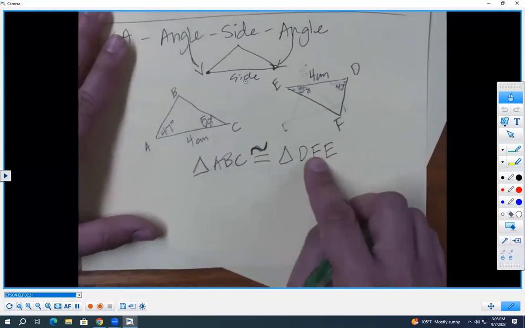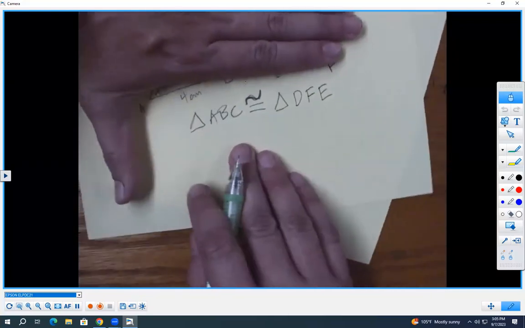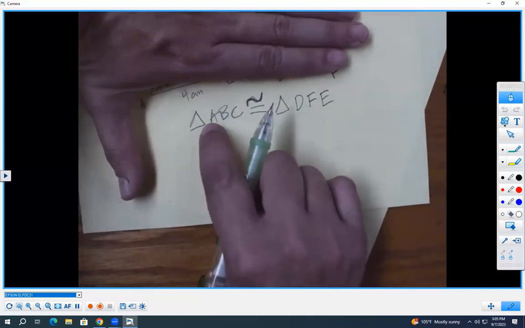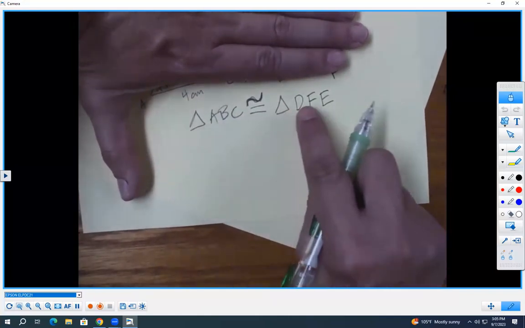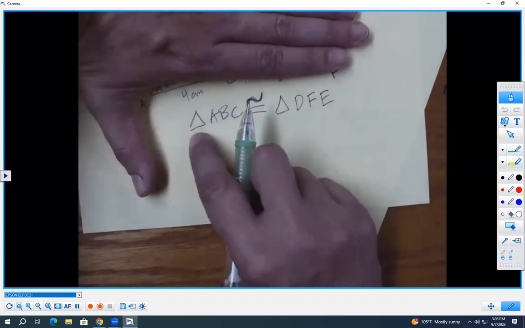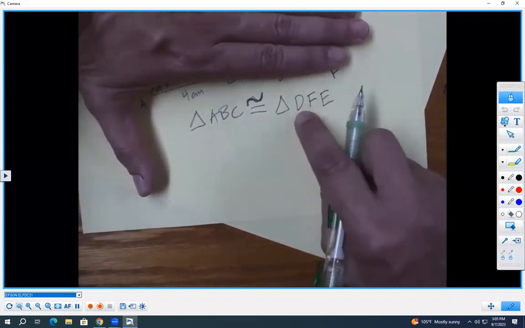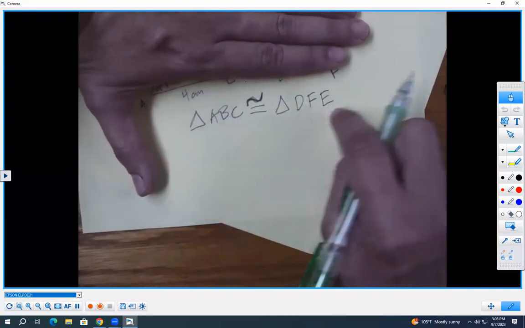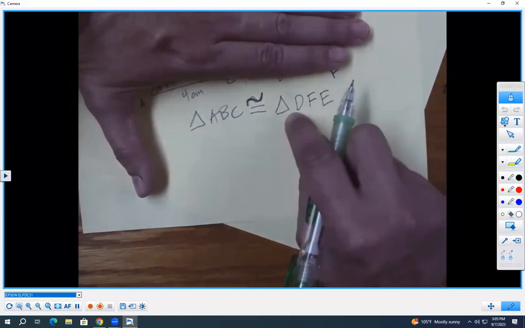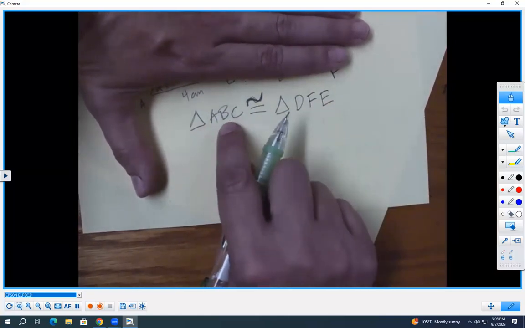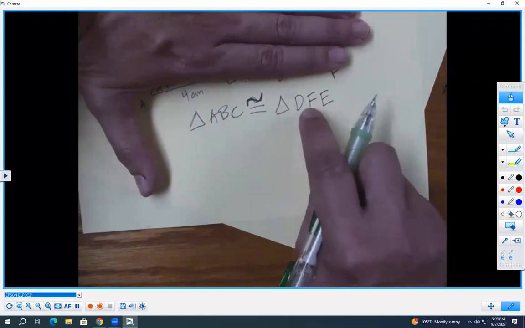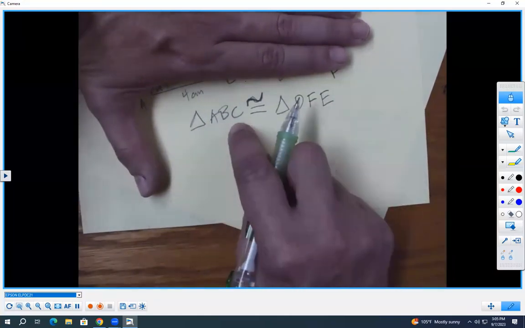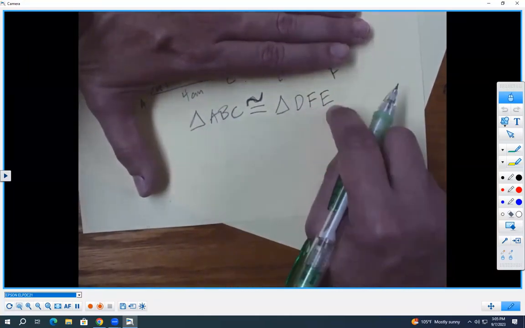Because now that I have this written, I don't even have to have the picture anymore. I can say angle ABC is congruent to angle DFE. Angle BCA is congruent to angle FED. Angle CBA is congruent to angle EFD. Line segment AB is congruent to line segment DF. Line segment BC is congruent to line segment FE, and so on and so forth.